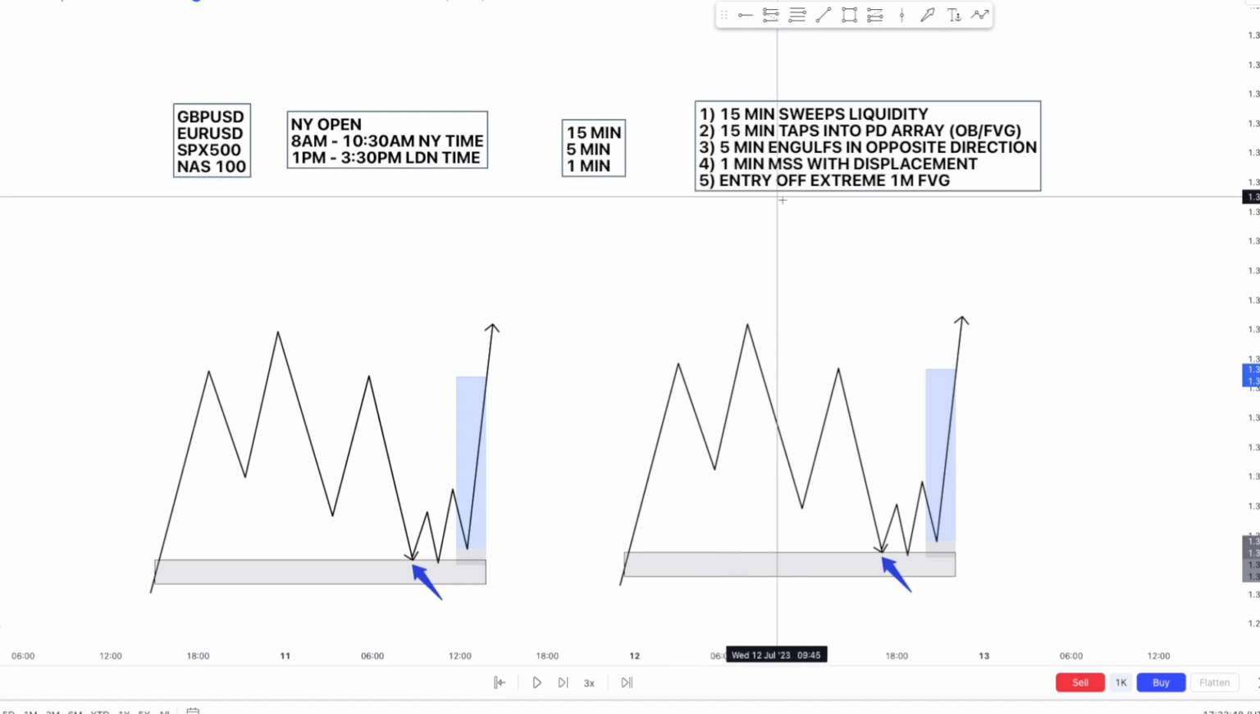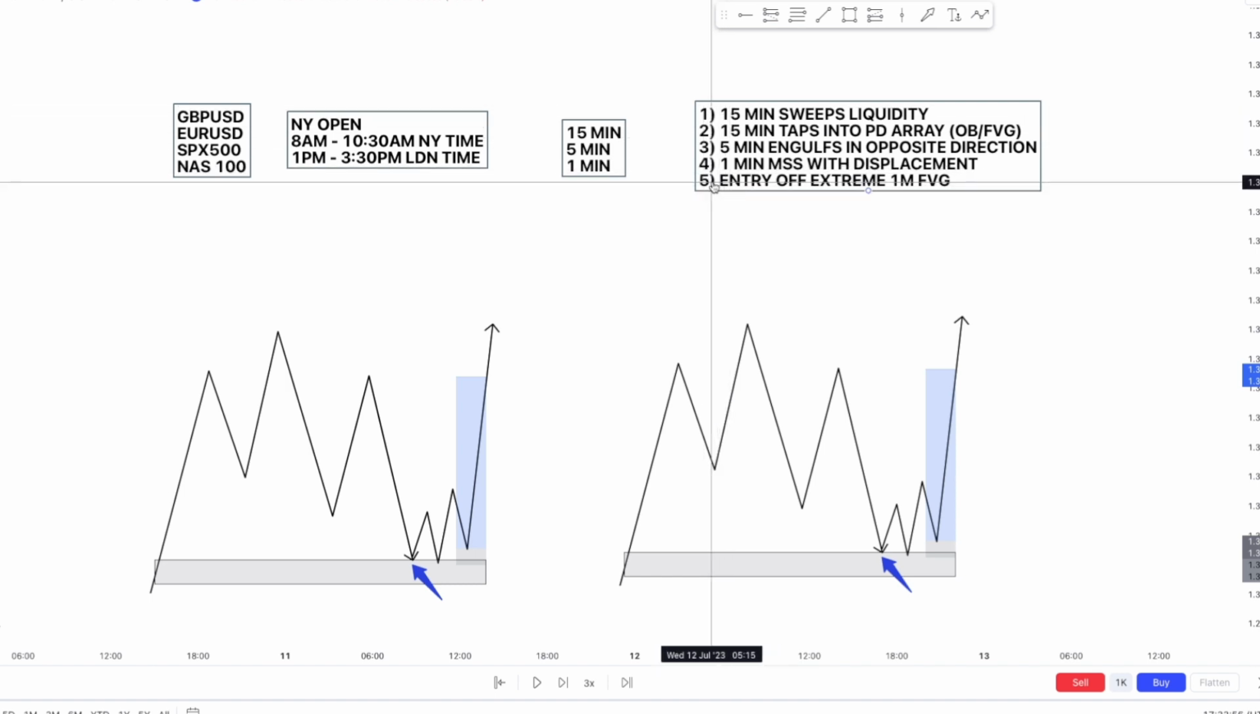The fourth thing we have to do, this is not over yet. We have to make the win rate as high as possible. Again, a trade setup forms a lot. Even though you have all these mechanical rules, a trade setup does form a lot. So the fourth thing is you have to go on the 1-minute time frame and check for a market structure shift with displacement.